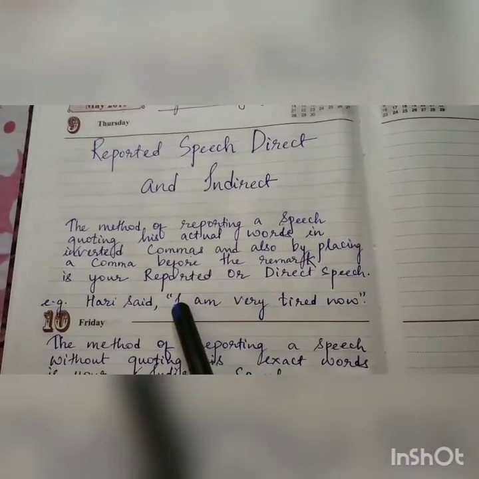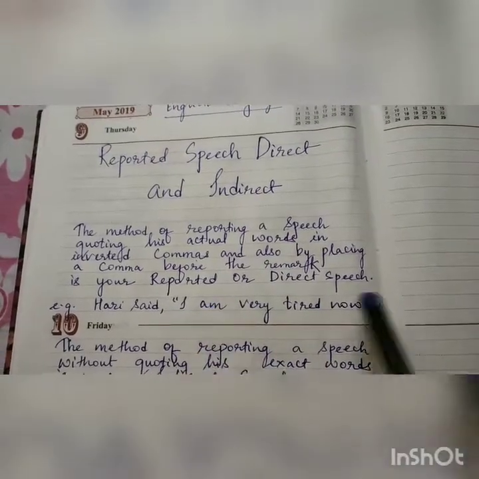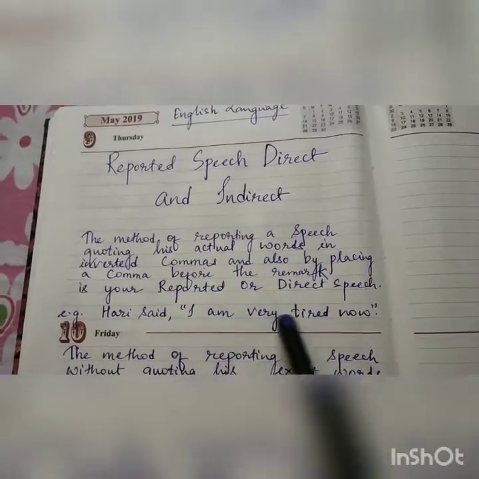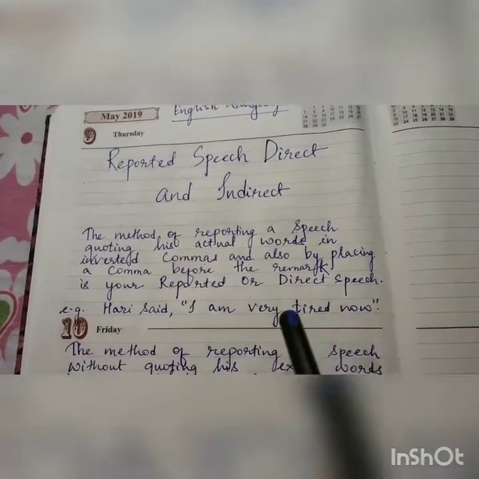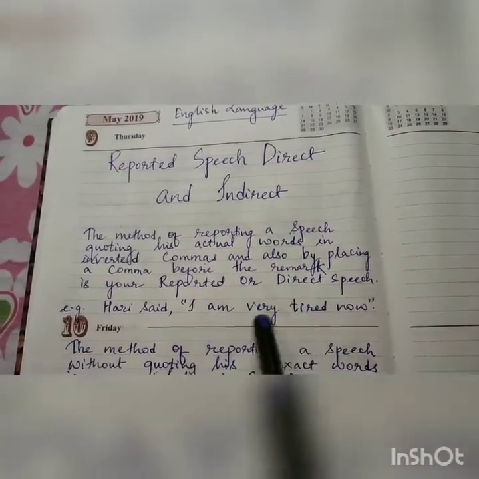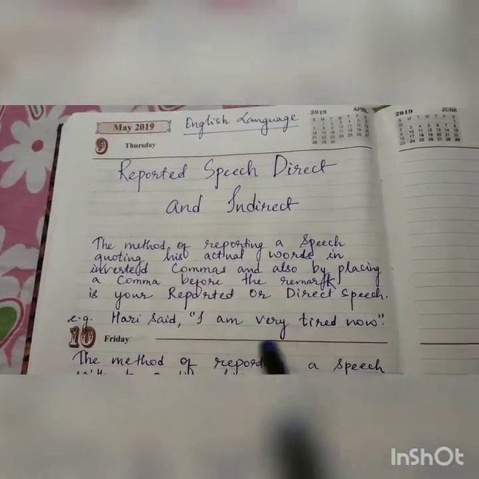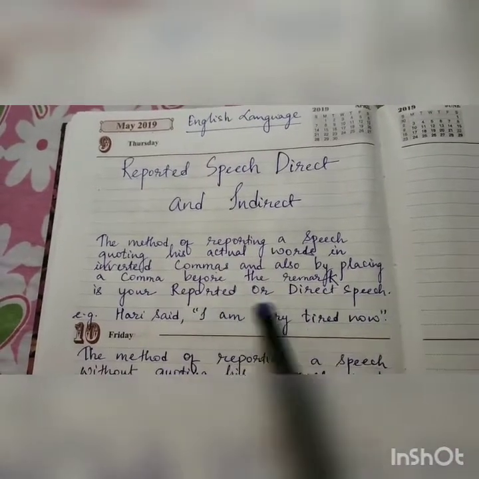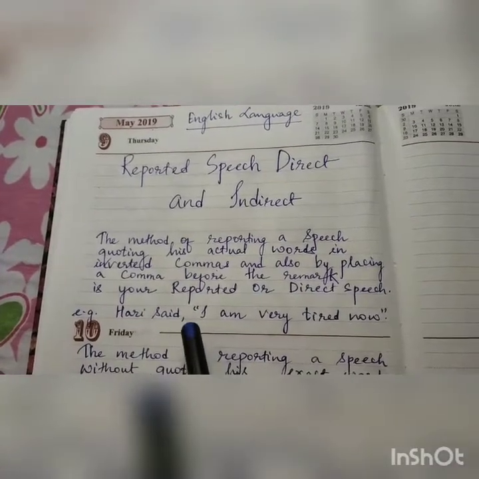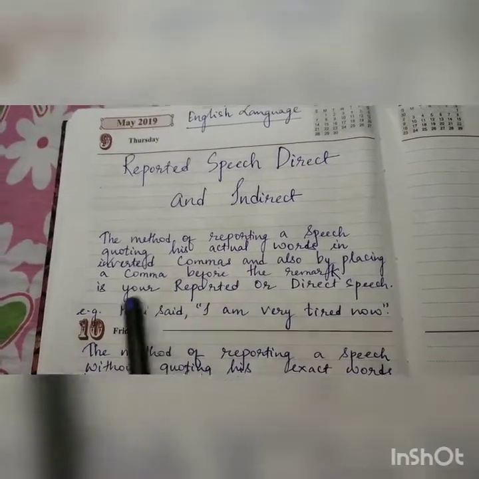So the words that you have within your inverted commas are the actual words of the speaker. Who is the speaker? Hari. And these are his exact words, which are inside the inverted commas. And also it has a comma, placed before the remark. Hari said, this is the remark.